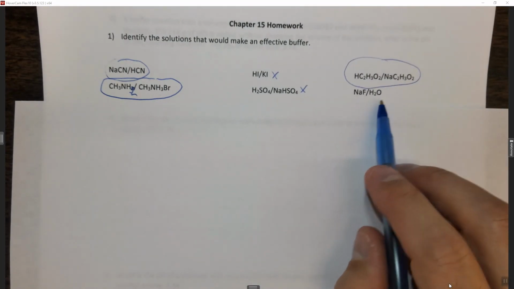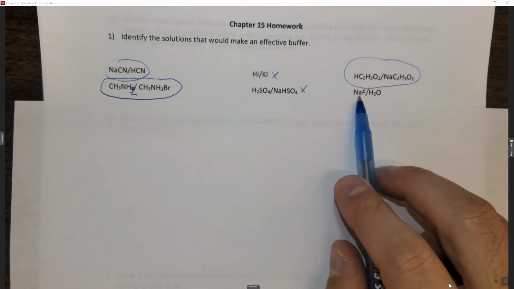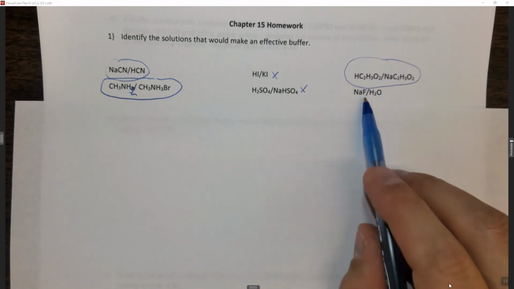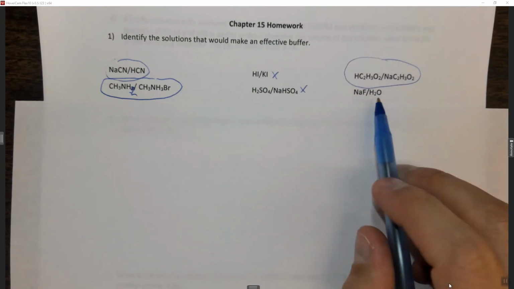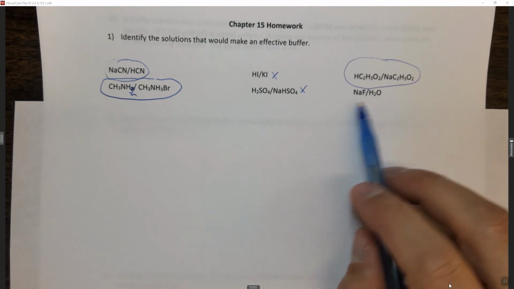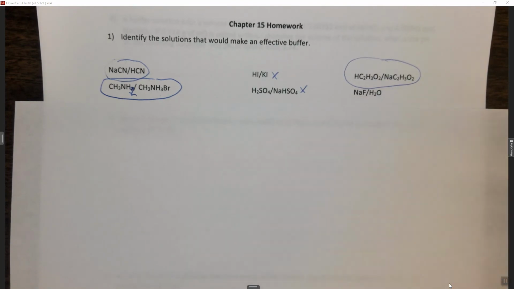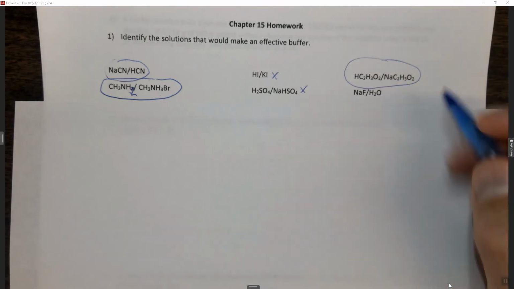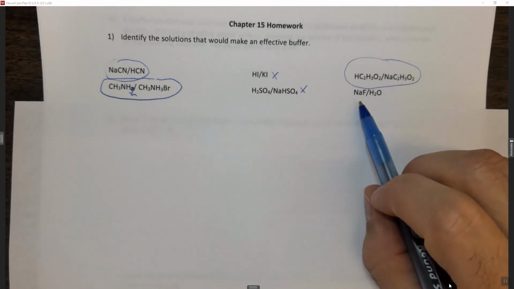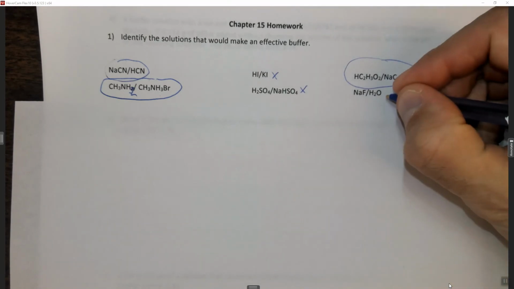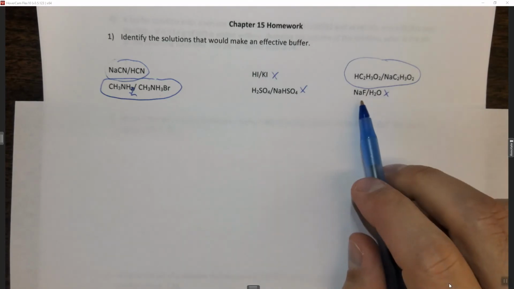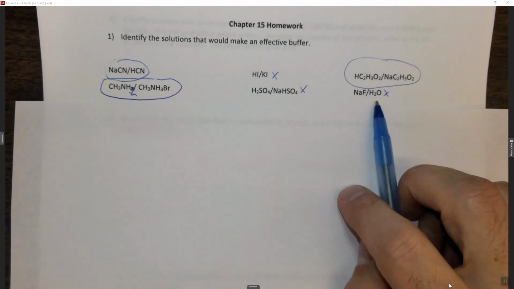NaF and water. NaF is a source of fluoride you might find in toothpaste. Okay, and water. This is not a conjugate acid-base pair. So NaF and HF might be a good buffer, although it might have other problems. NaF and water is not an effective buffer because we don't have the weak acid and its conjugate base.